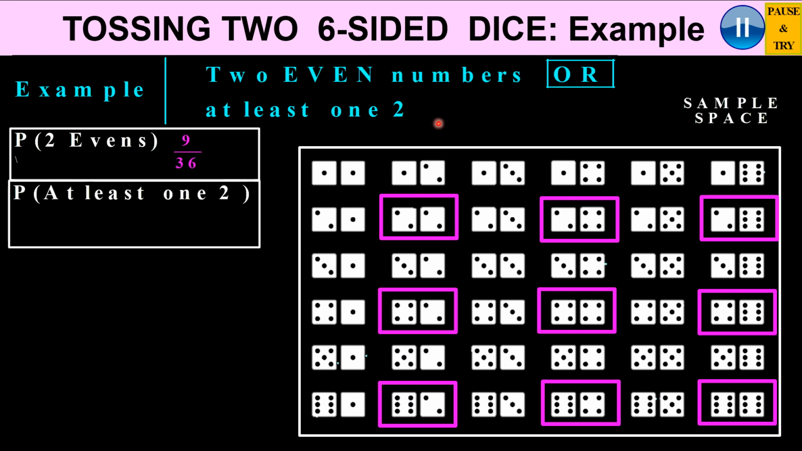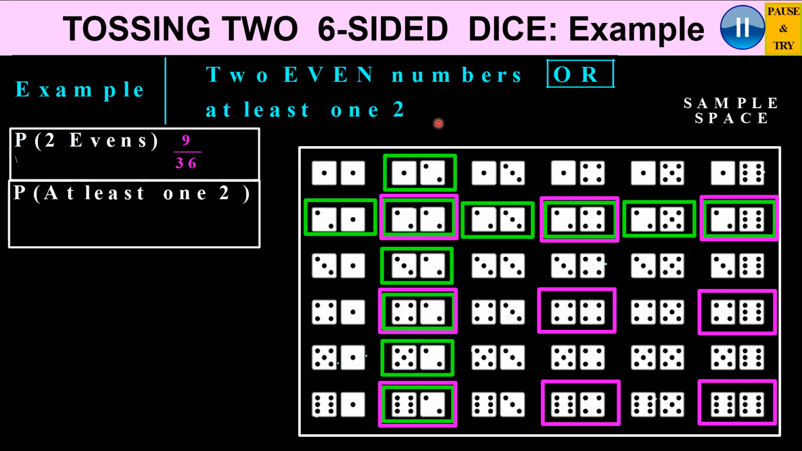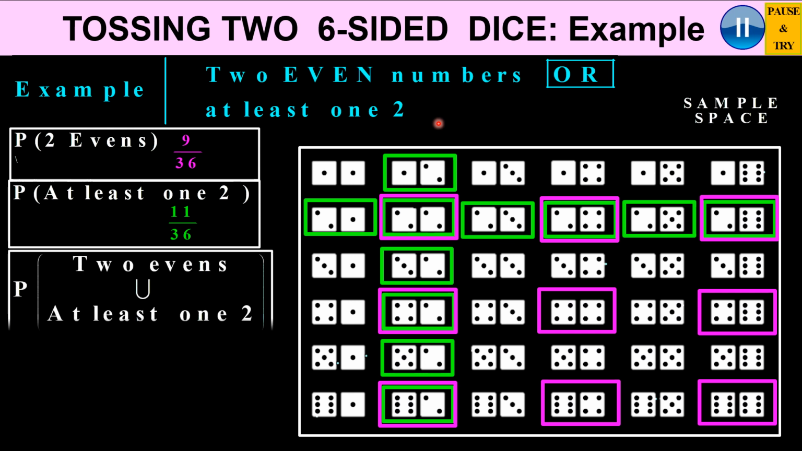Next, at least 1, 2. Can you see where's at least 1, 2? We did it previously. So that's the cases where we have at least 1, 2. And if we do count that, we see there's exactly 11 where we can have at least 1, 2. Now we want to determine the probability of 2 evens or at least 1, 2.